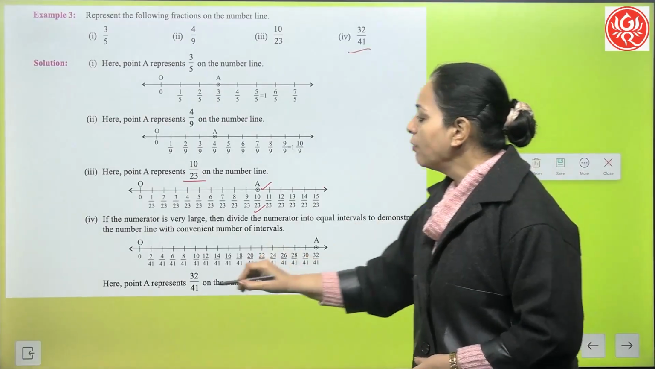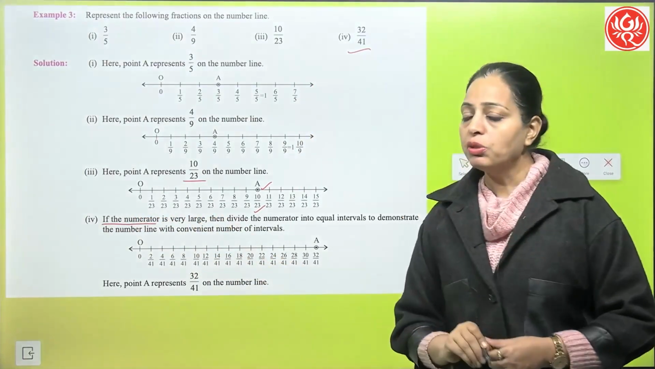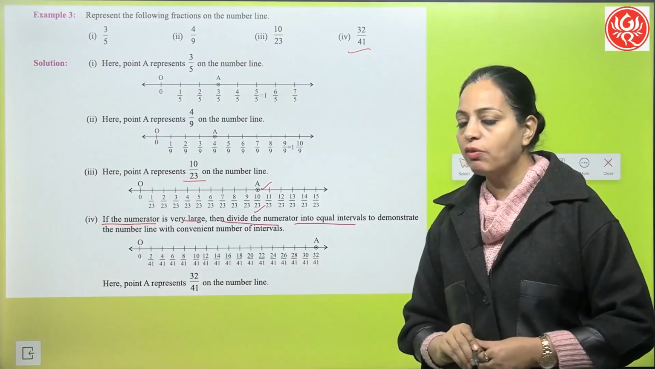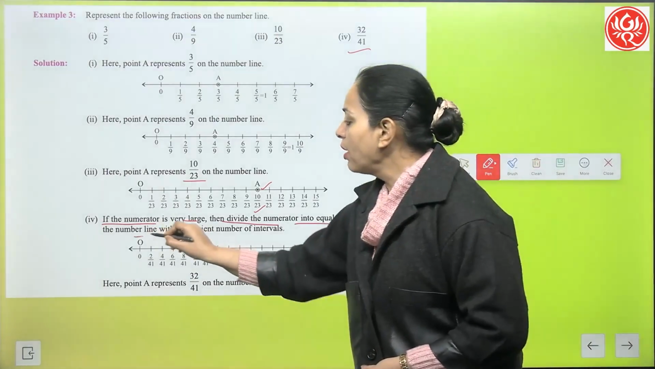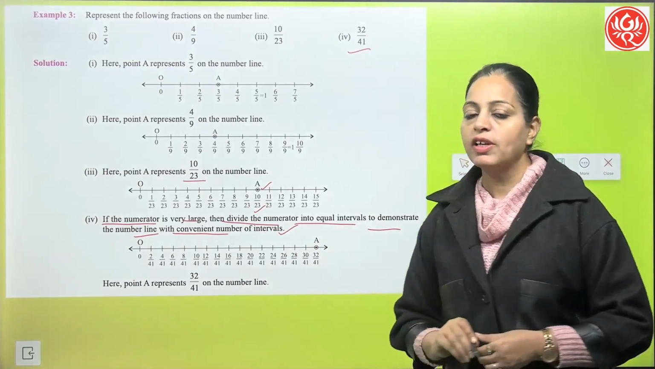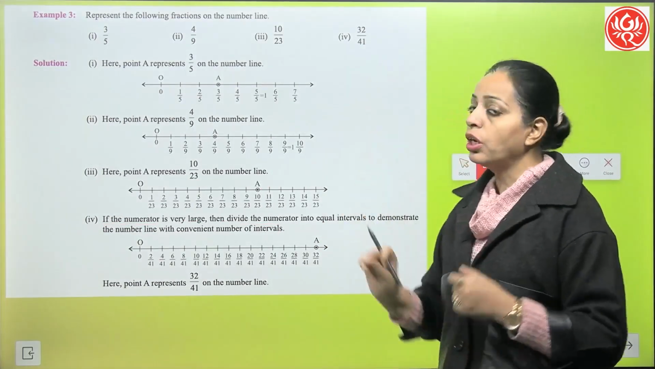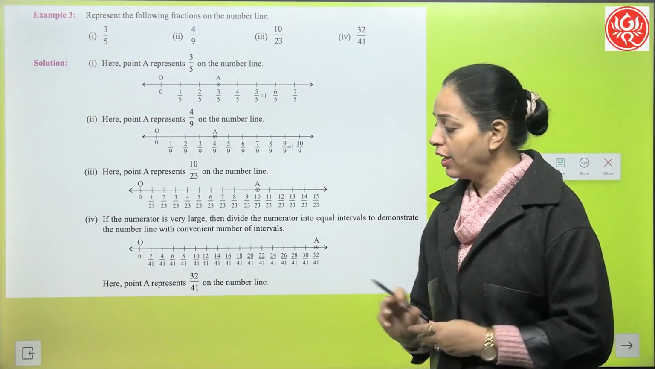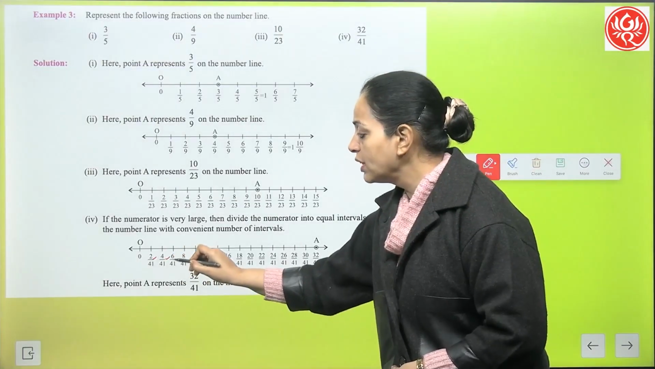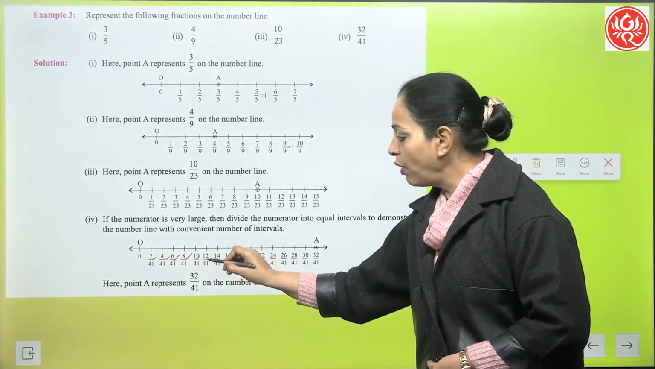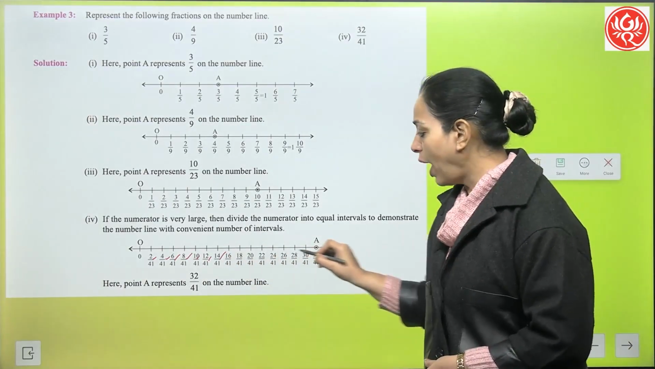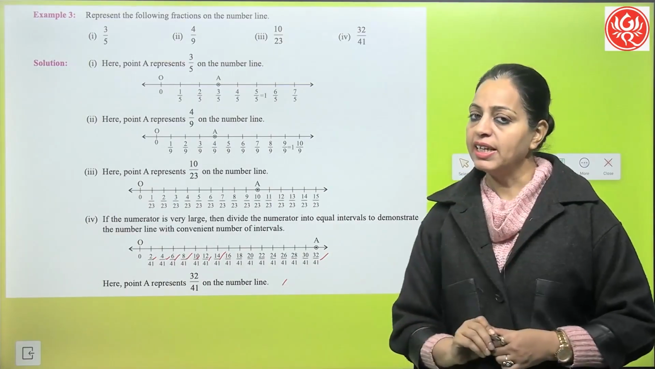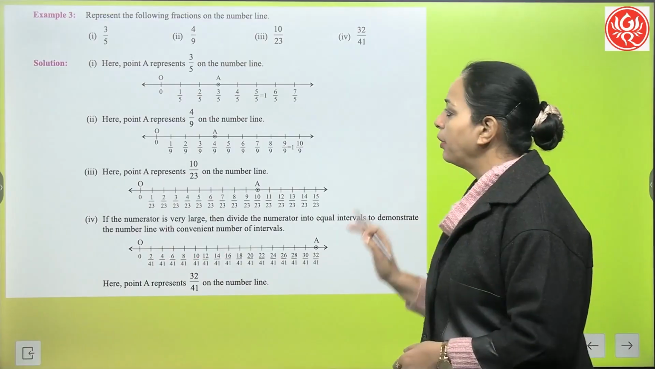Now the fourth part, 32 by 41. If the numerator is very large, then divide the numerator into equal intervals to demonstrate the number line with a convenient number of intervals. Now we have 32. 32 is a bigger number. तो हम क्या लेंगे? हम सारे नंबर्स को शो नहीं करेंगे. हम ऐसे ले लेंगे like 2, 4, 6, 8, 10, 12, 14, right? 2, 2 gap. So this is the 32. Okay. So like this we can represent any fraction on the number line.